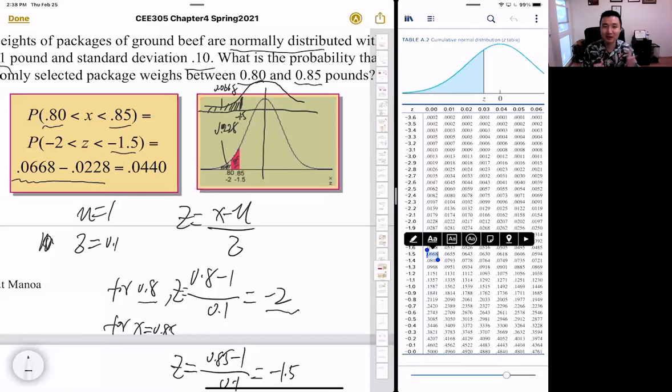Any questions about this? This is very important, and I think very basic. You have to understand how to use the z-table to calculate, depending on what the question is asking.